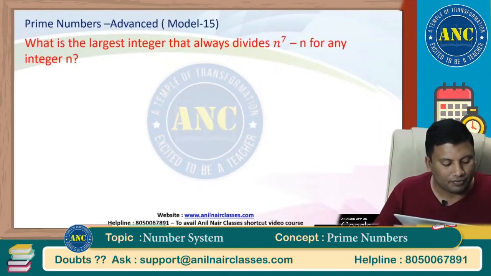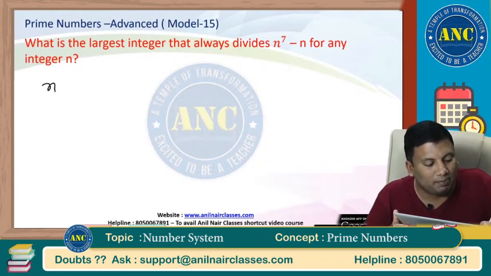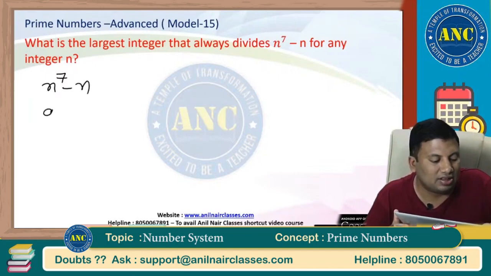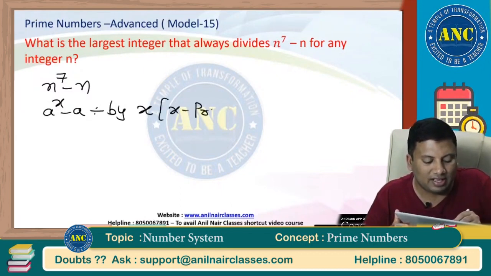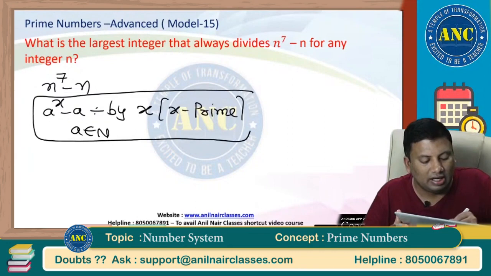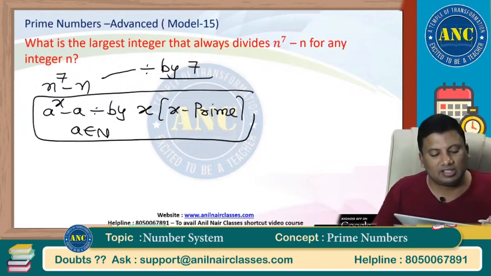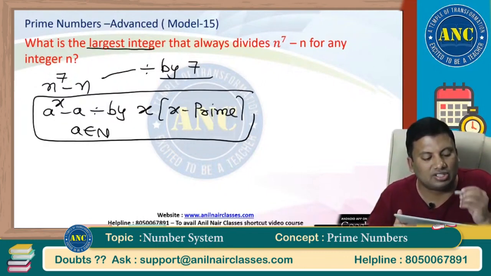Next one. Find the largest integer that always divides n^7 minus n. These are nothing but a^x minus a. It is always divisible by x if x is a prime number and a is a natural number. This is the concept. n^7 minus n is perfectly divisible by 7. The lowest integer that will divide this number is 7. But the question is the largest integer.